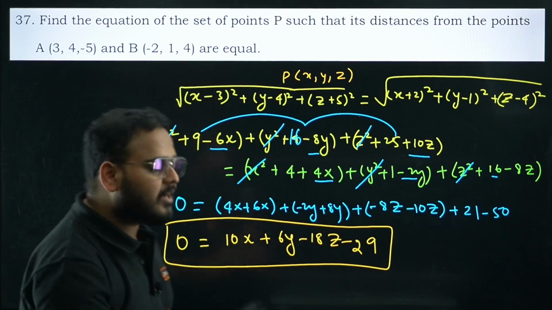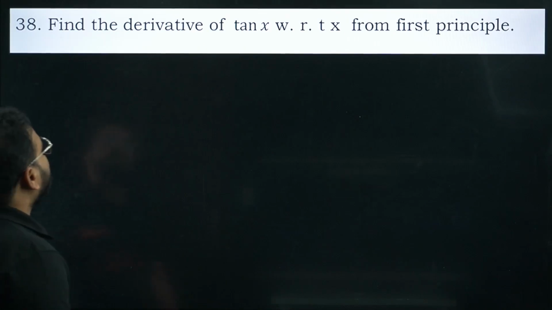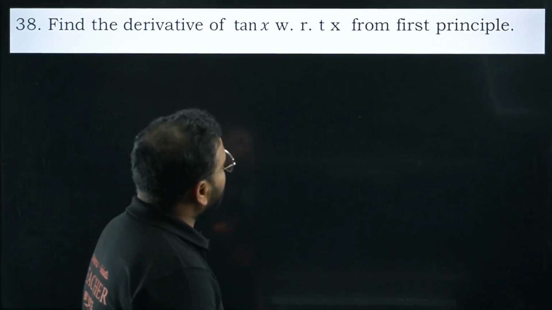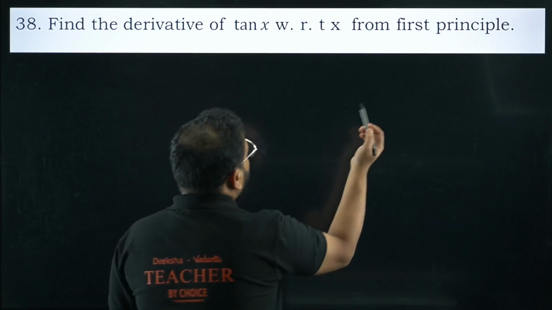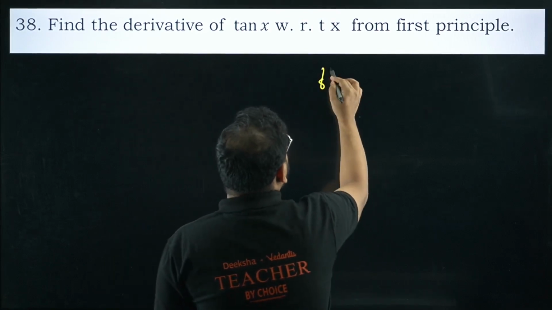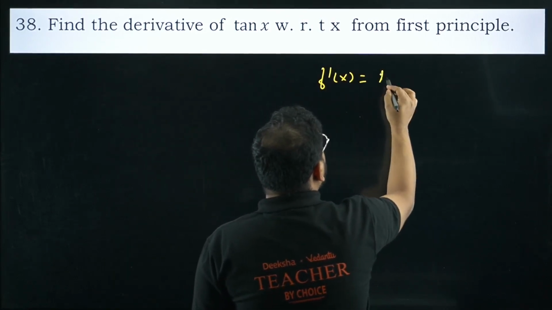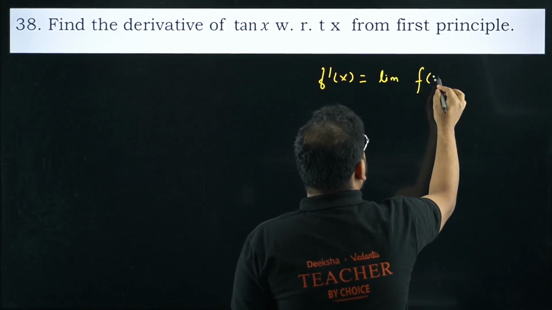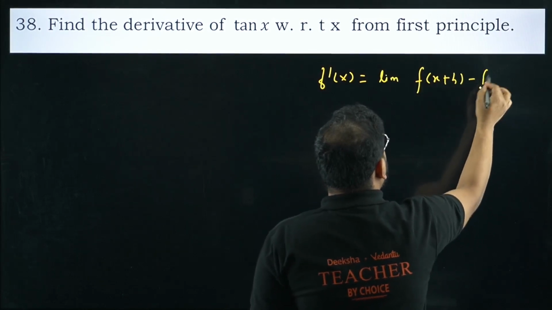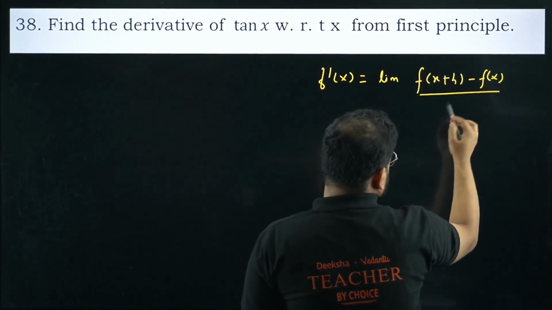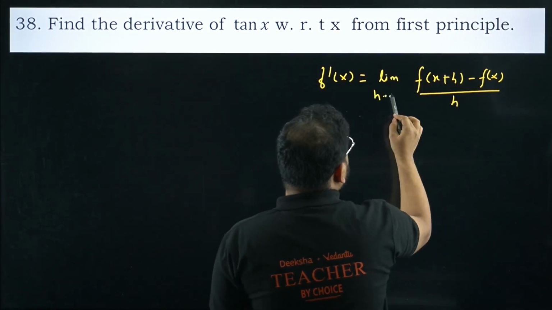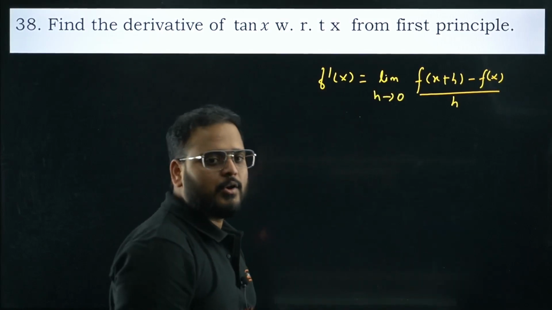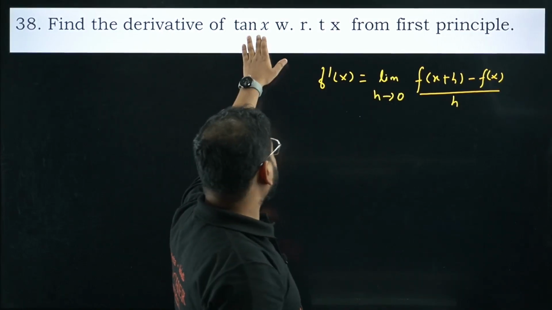Let's move on to the 38th problem. Find the derivative of tan x with respect to x from the first principle. So what are they asking? You do remember the first principle, right? It's given like this: f dash of x is given as the limit of f of x plus h minus f of x upon h, where h tends to 0.